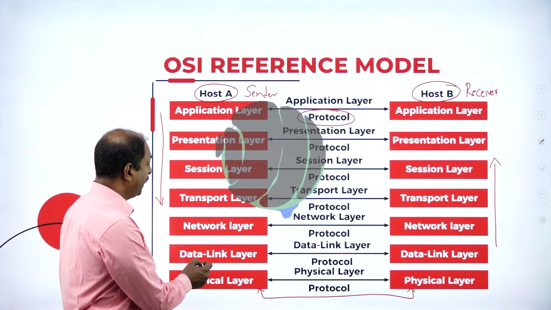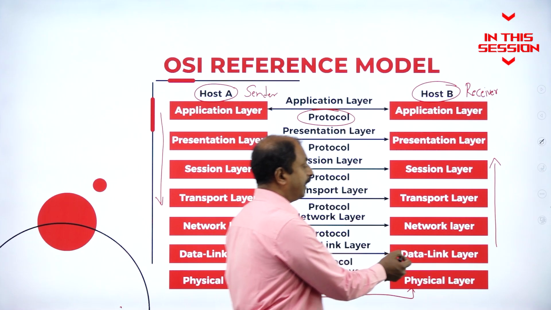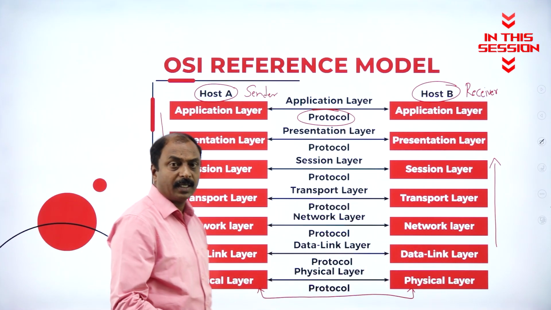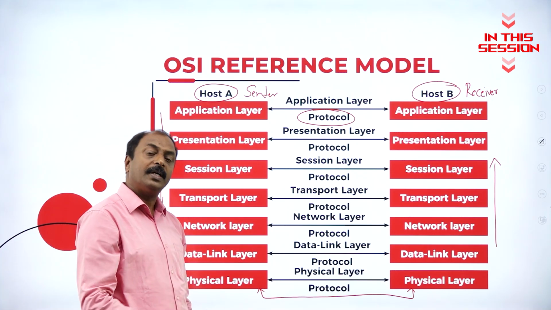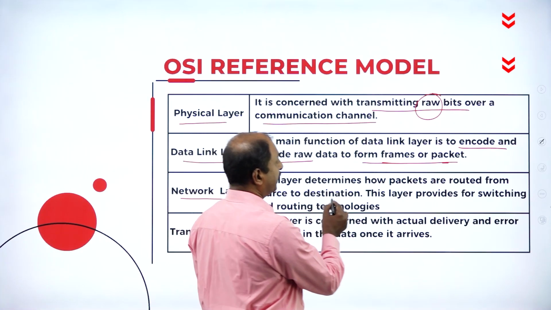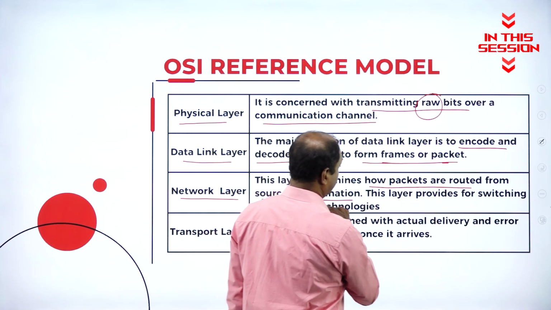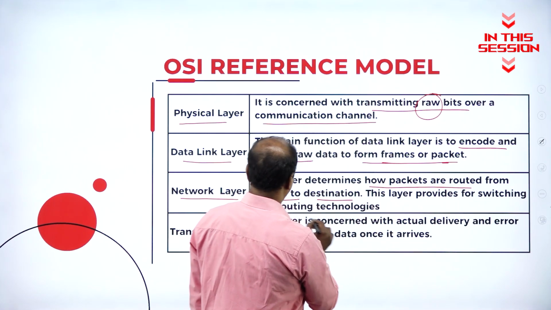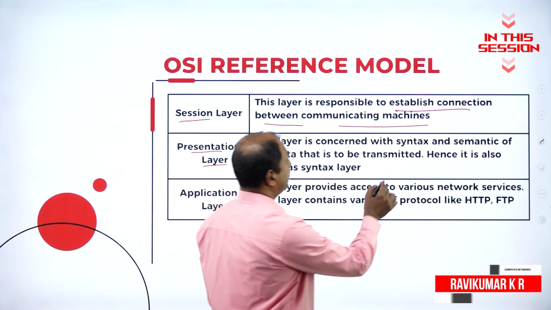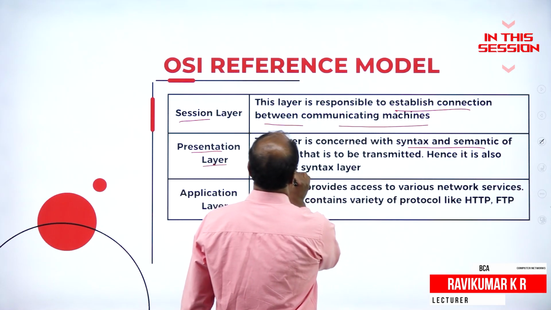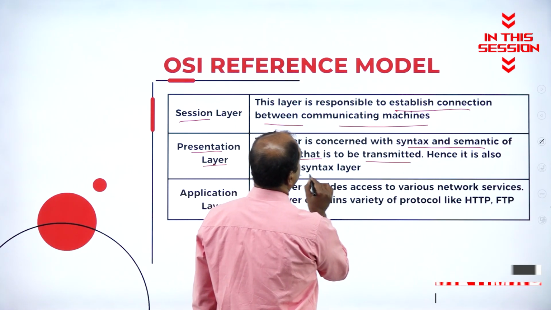At the sender end, the data has to be encoded, and at the receiver end, it will be decoded. That is the encoding and decoding function of the data link layer. This layer determines how packets are routed from source to destination. This layer provides for switching and routing technologies. This layer is concerned with the syntax and semantics of data that is to be transmitted. Hence, it is also called the syntax layer.